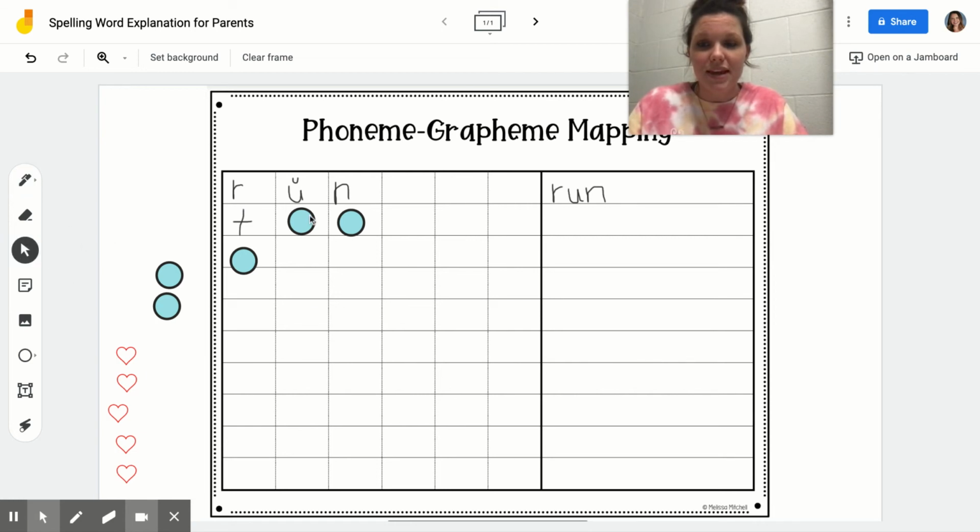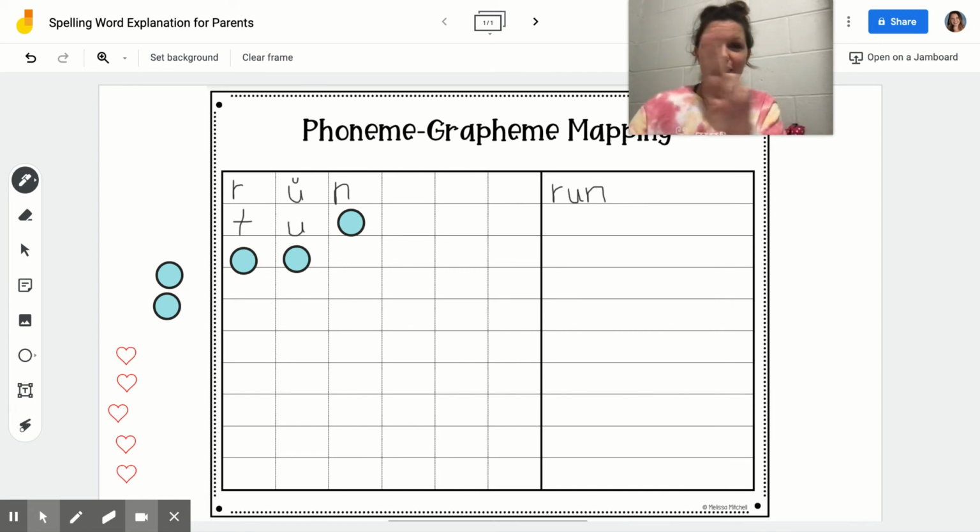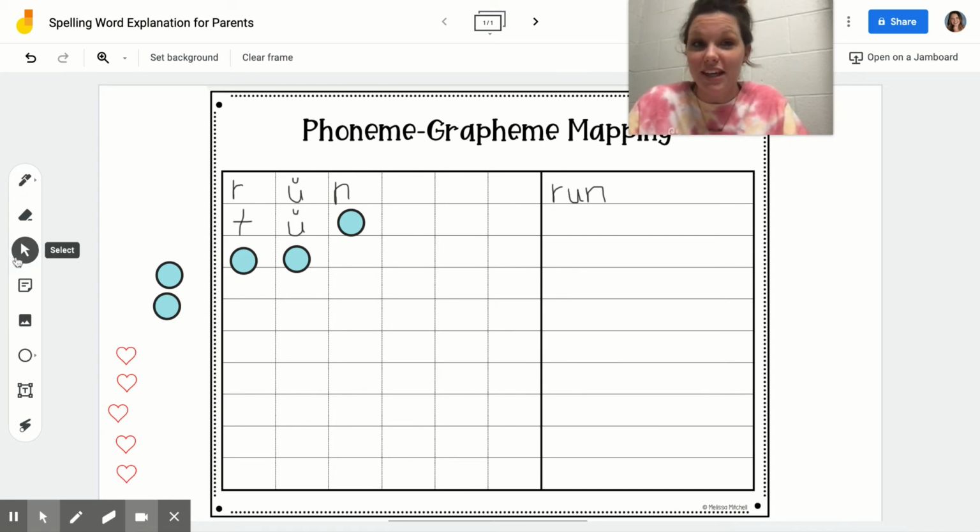Okay. The second sound, drag it down. U says uh. And is it a short vowel or a long vowel? It's short. And the last sound you hear is k.